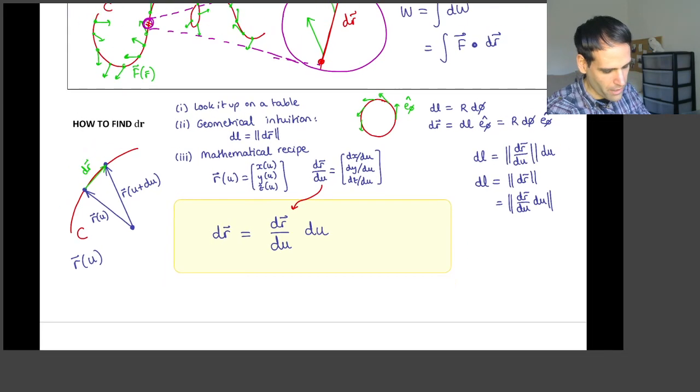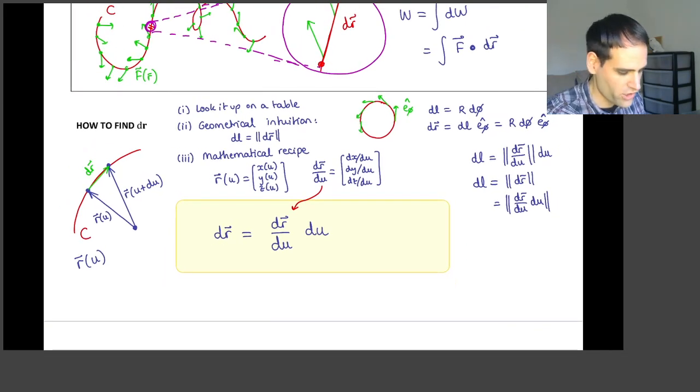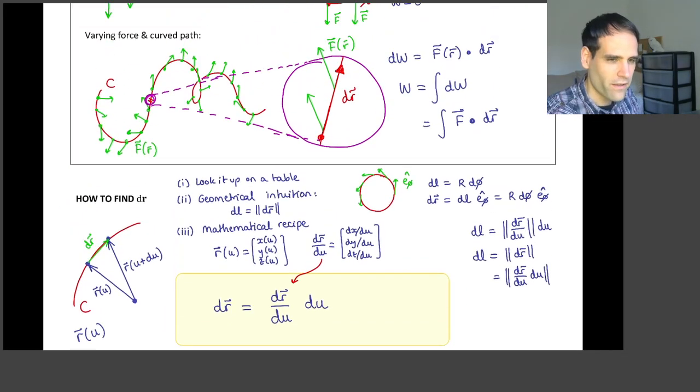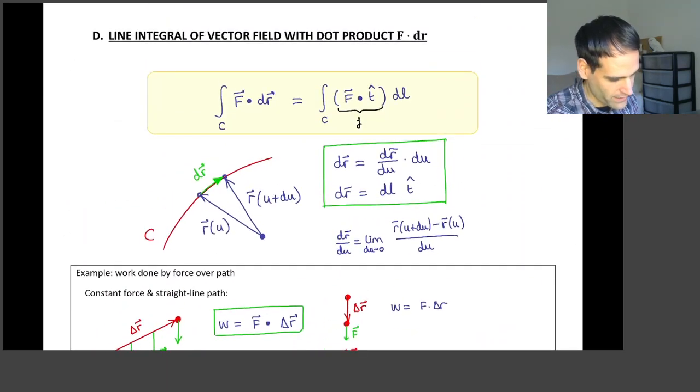In the next video, I'm going to try to give you a geometrical intuition of what this integral looks like, so what it is that we are integrating. So see you in the next video.